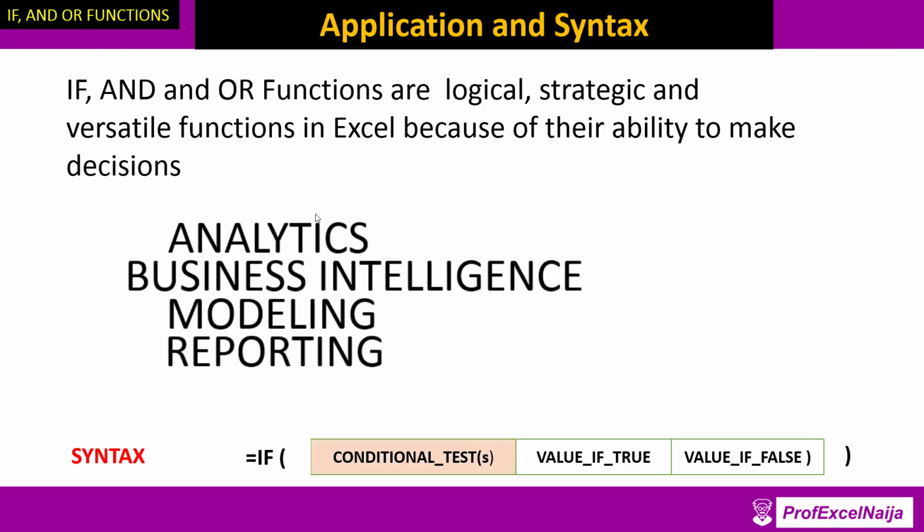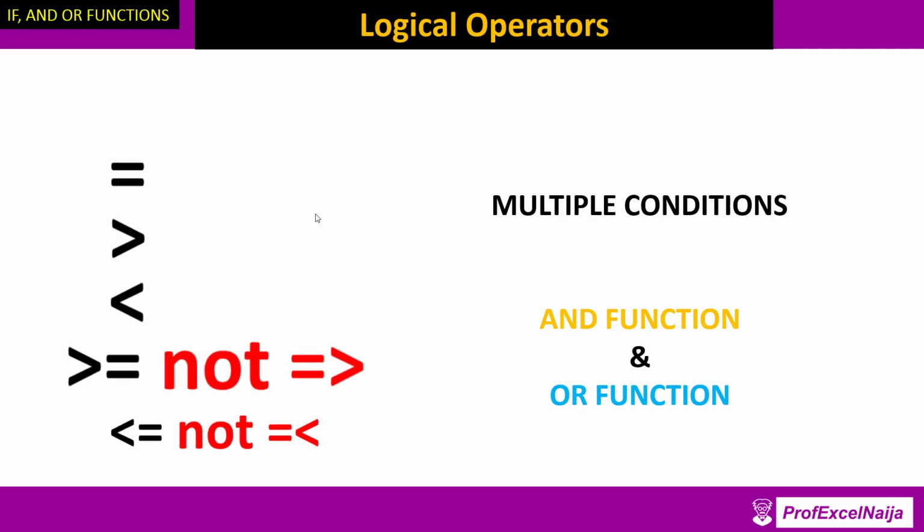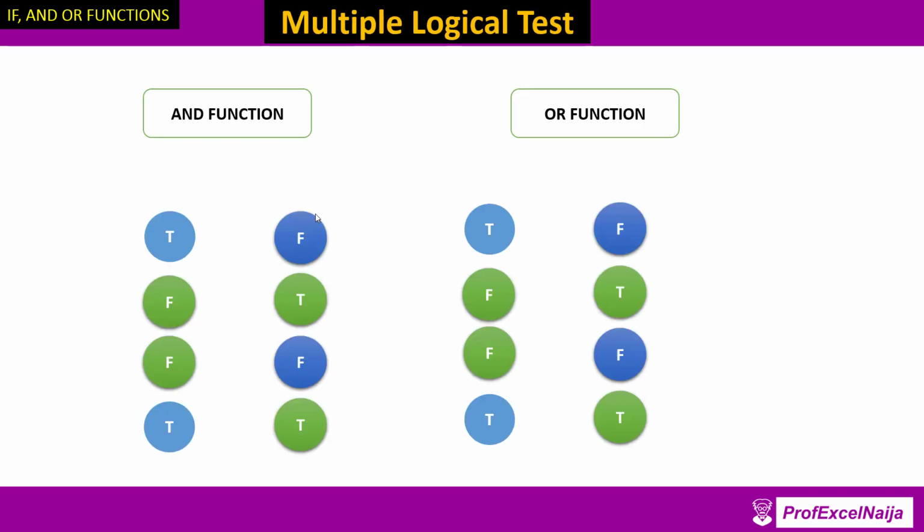The syntax has three arguments. The first one is the condition that you are testing, the value if it is true, and what you should do if the value is false. You have these operators: equal, greater than, less than, greater than or equal, less than or equal. You could also have multiple conditions. This can be handled using the AND and the OR function.